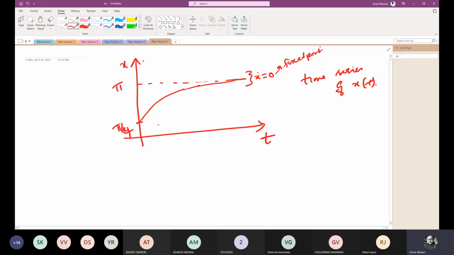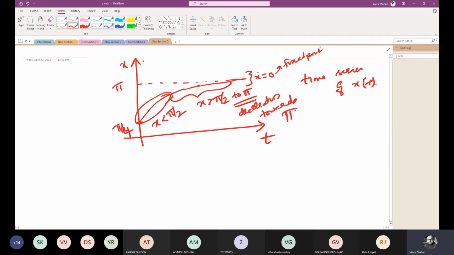So the curve is concave up at first and then concave down. This corresponds to the initial acceleration where x is less than pi by 2. Then after pi by 2, this is x greater than pi by 2 till pi, so the deceleration towards pi. Now the same reasoning applies to any initial condition x naught.